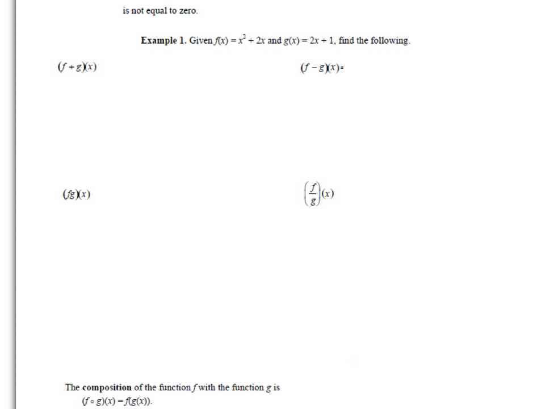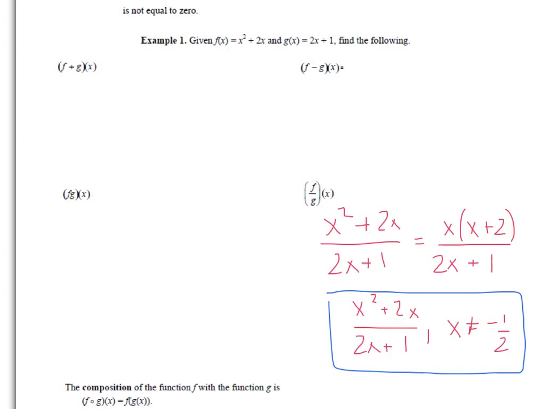Now try the next one. Okay, if you did this properly, we have function f up on top of the fraction, and we have 2x plus 1 at the bottom. I would try to factor, see if I can clean anything up, but notice, even if I factor out an x, I don't have anything I can cancel out. So, my final answer is just x squared plus 2x over 2x plus 1. I put the restriction that x cannot equal negative 1/2 because, remember, g of x cannot equal 0. And when I plug negative 1/2 in for x, that's going to make the bottom 0.